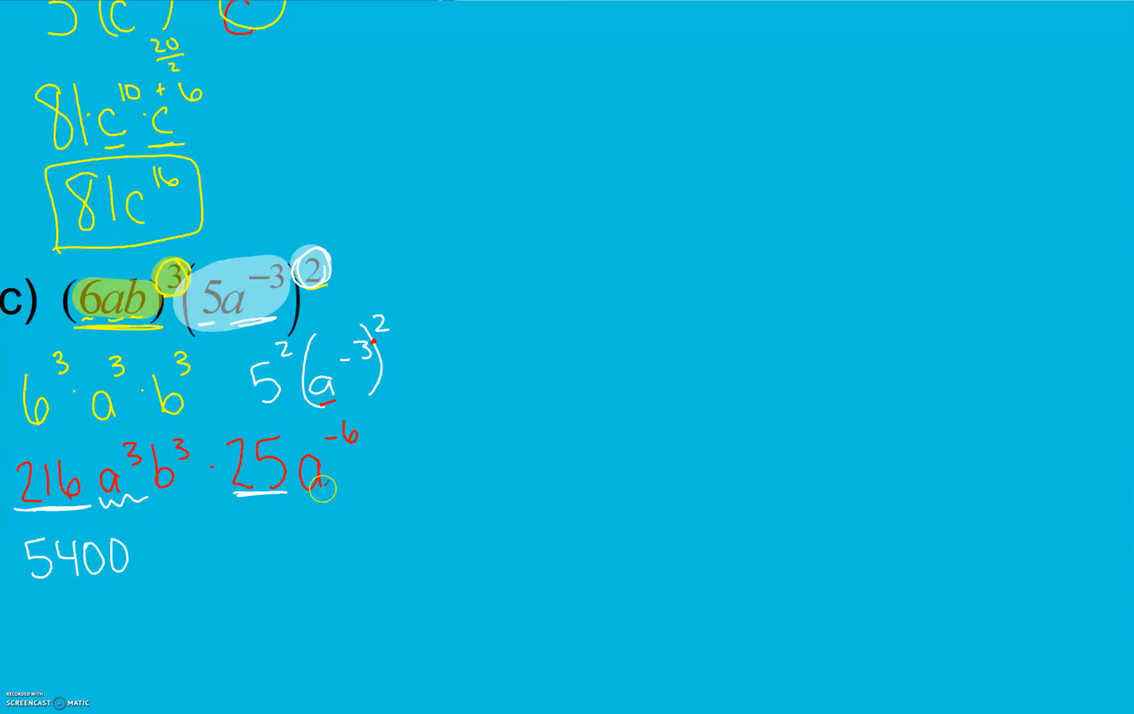I'm going to multiply together my a's. A to the 3rd power times a to the negative 6th power. Because they have the same base, I keep my base, add my exponents. And then I still have a b cubed that I can't simplify at all.